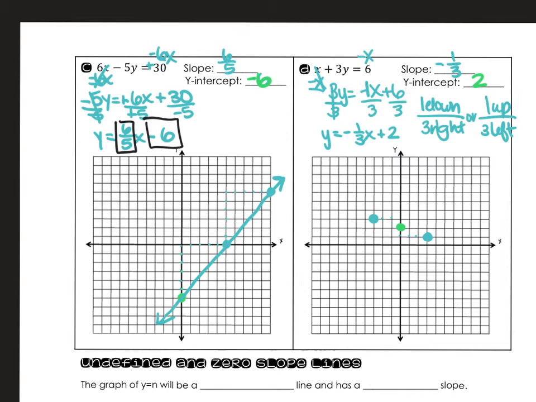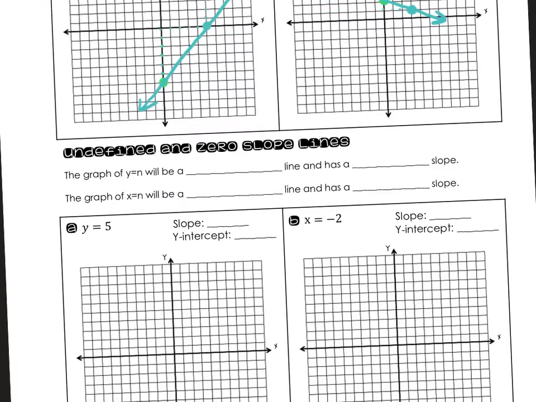And I want to kind of do a visual check here. So on C, my slope was positive and my line is going up and to the right, so that's good. On D, my slope is negative and my line is slowly going down. So you want to kind of check that and make sure that matches up to your slope.